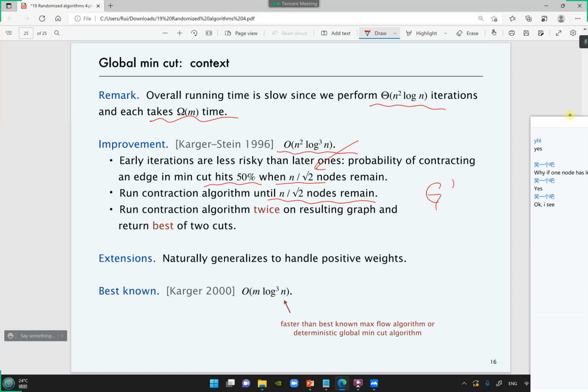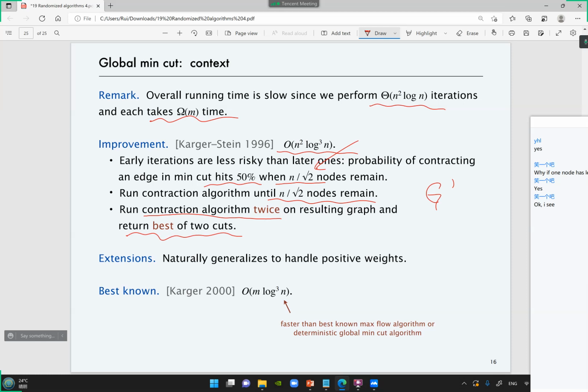Then they're going to run the contraction algorithm starting from G prime. They're going to run it twice, starting from the same graph, and then return the best of these 2 cuts. So maybe the first time you run it, you get a cut of size 10, and the second time you run it, you get a cut of size 8. Then you're going to take the size 8 cut.